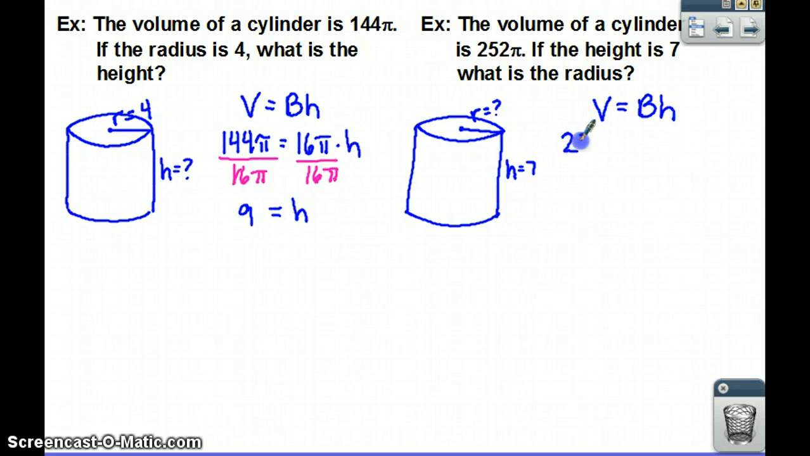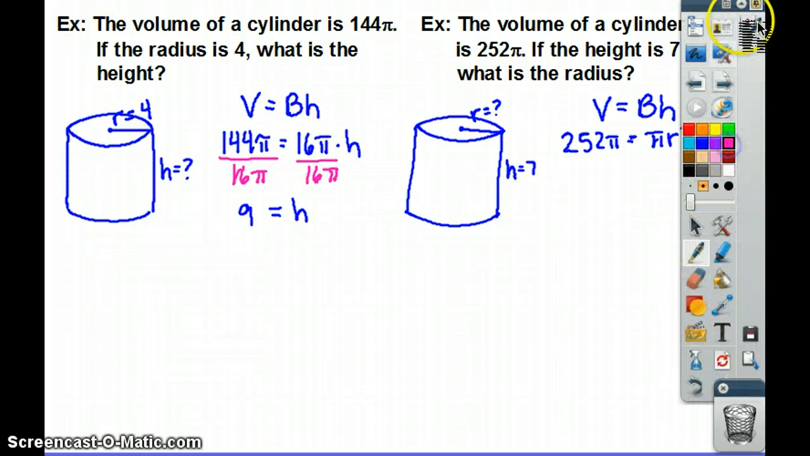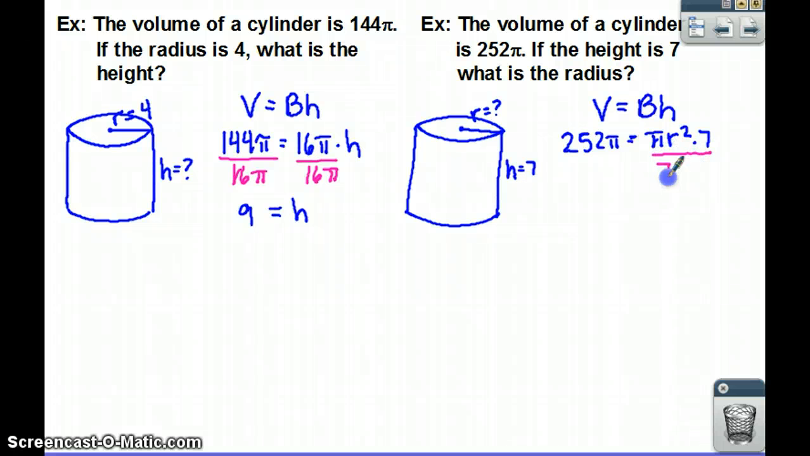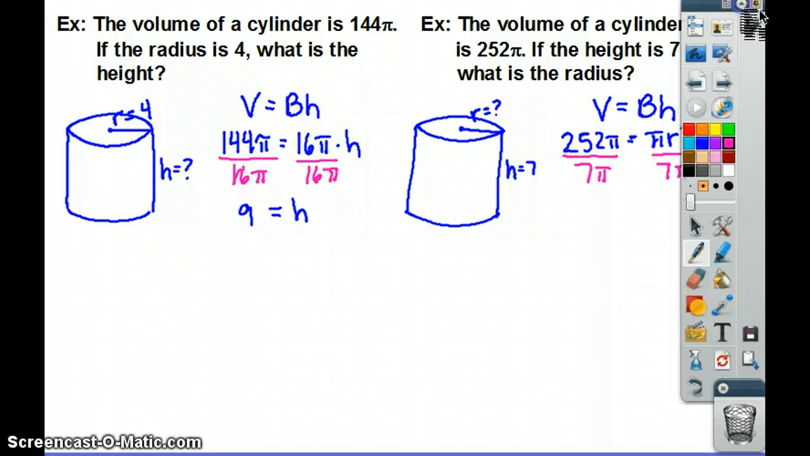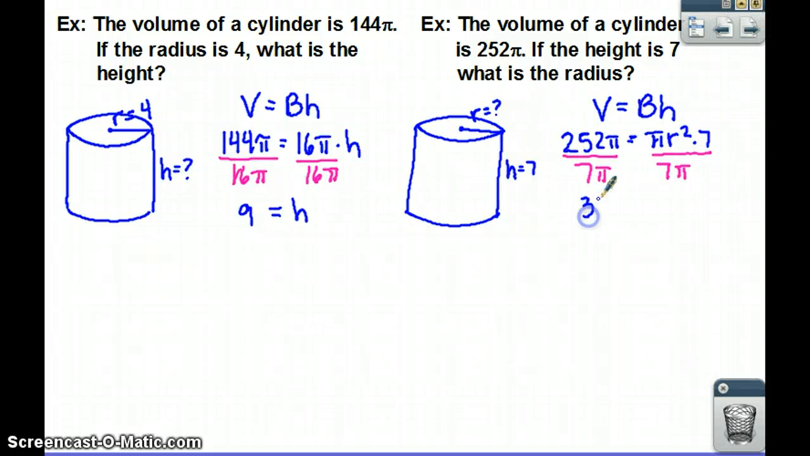So 252 pi equals the area of the base. Well, I don't know the radius, but I know how to find the area of the base: pi r squared times the height. Divide both sides by 7 pi. Well, the pi's are going to cancel out, and 252 divided by 7 is 36. So it looks like the radius of this cylinder is 6.